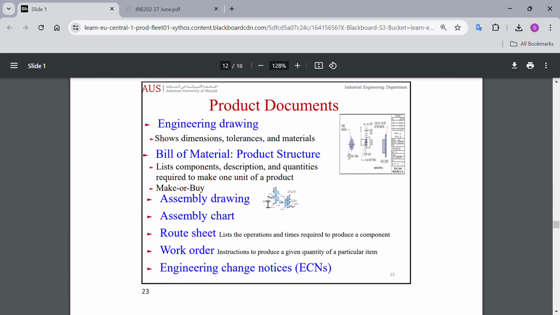Then we're gonna move on to the product documents. So what are the product documents that we are going to need? They are engineering drawings, which show dimensions, tolerances, and materials. And also there is the bill of material, which is a product structure. It lists components, description, quantities of each component, and the materials required to produce each component. And it also states whether we are going to buy a specific material or make it ourselves.